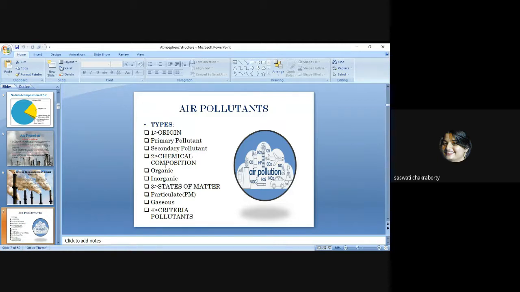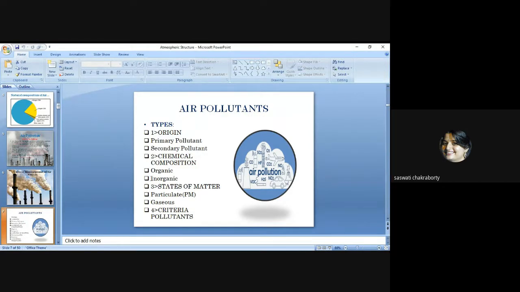Say, for example, nitric acid, sulfuric acid. These are secondary pollutants. They are actually derived from the primary pollutant. Now, composition wise, depending on the chemical composition, they can be organic or inorganic. Organic components are those that are mostly made up of hydrocarbons, carbon, nitrogen, oxygen, and hydrogen. And inorganic components are inorganic matter such as carbon dioxide, nitrogen dioxides, and all those oxides of sulfur.